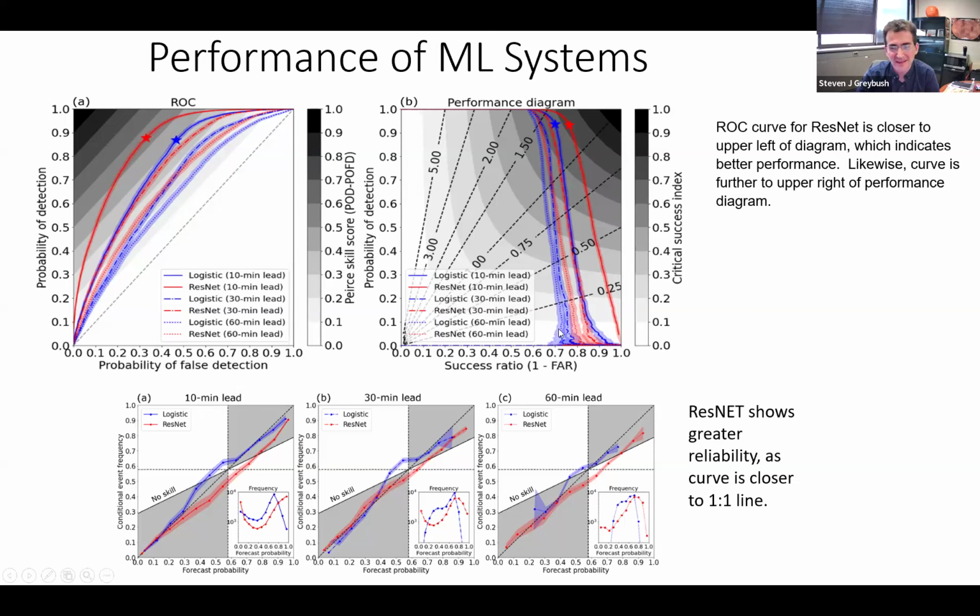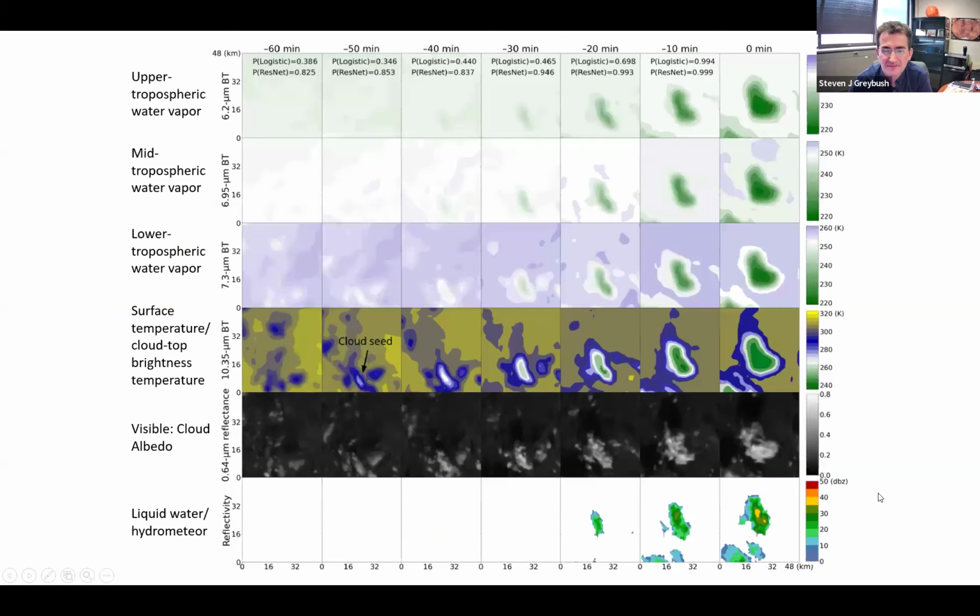We can look at the performance diagrams. Again, the upper right in this case would be better, critical success index. And then we also look at the reliability diagrams. In other words, do the forecasts mean what they say? In this case, you want to be as close to the diagonal as possible. We can see these are fairly reliable, more reliable than the logistic regression.